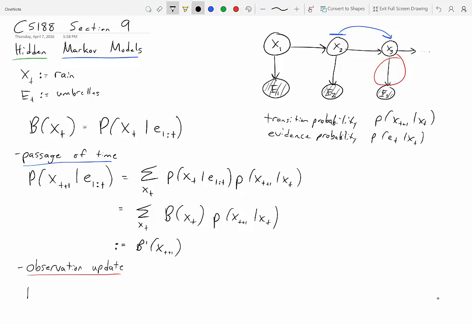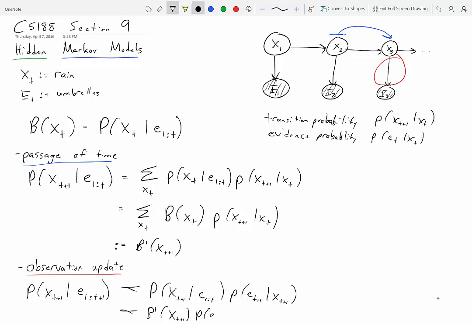So now we want to compute the probability of x t plus 1 given e 1 to t plus 1. So we've got another piece of evidence. And this is going to be proportional to the probability of x t plus 1 given e 1 to t, times the probability of the new evidence e t plus 1 given x t plus 1. And this is using conditional independence assumptions of the HMM. And we can also rewrite this as belief prime of x t plus 1 times probability of e t plus 1 given x t plus 1.